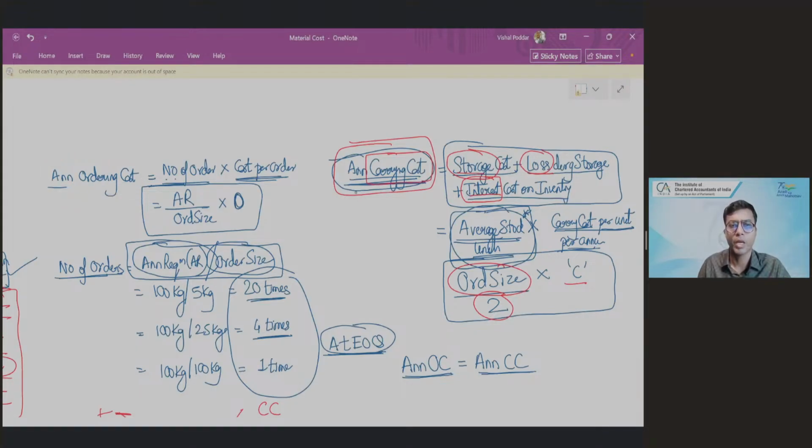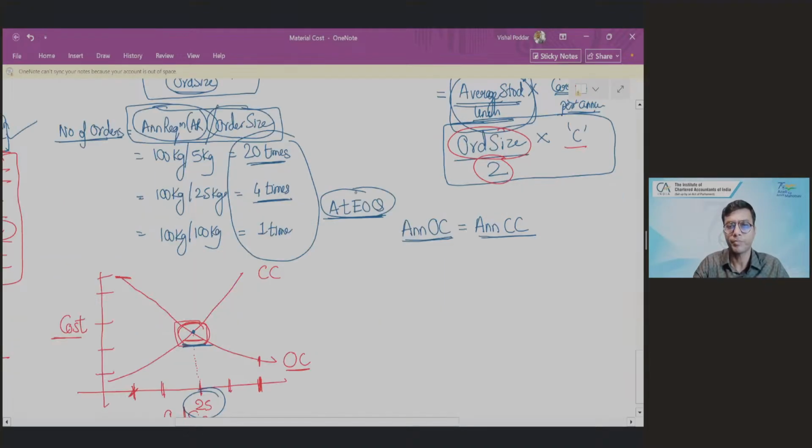It is simply how many orders I will be placing in the year multiplied by per order cost, which is called O. Now, how many orders will I be placing, that depends upon how much my order size is. So this is my annual requirement. I divide it by order size. I will get the number of times.